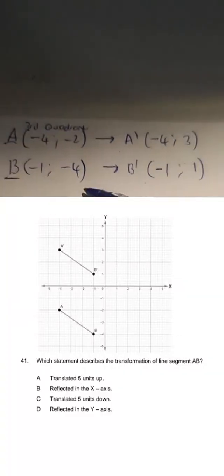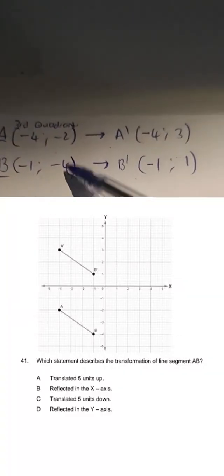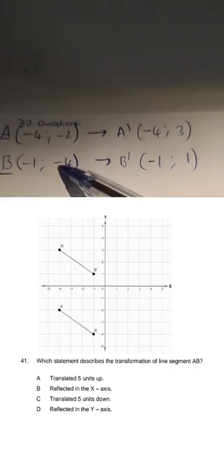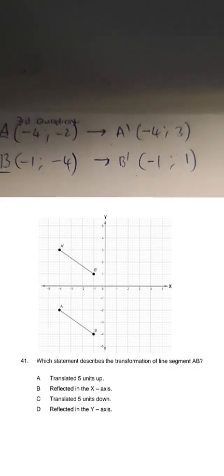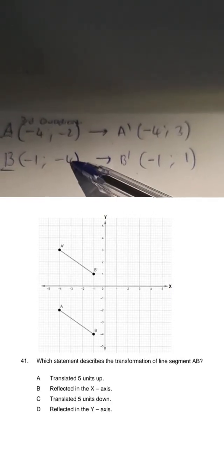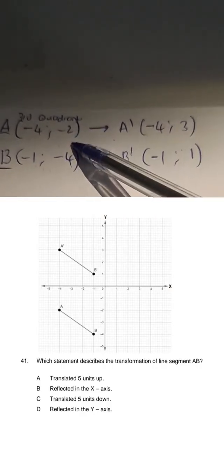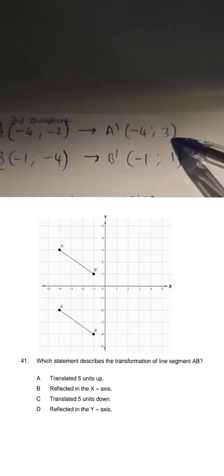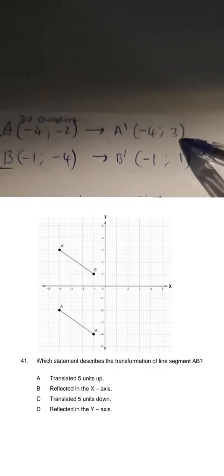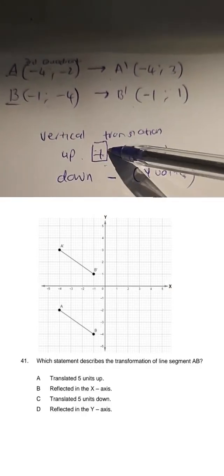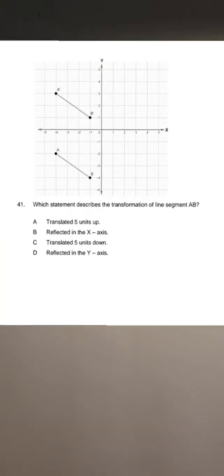Let's also check this one. If we added 5 here, it must be that we also added 5 units here to get to +1, because -4 plus 5 gives us +1. -2 plus 5 gives us +3. You see? This is very important. So that means if we go now to our options, A, did we translate 5 units up?